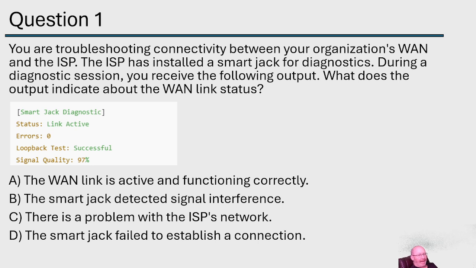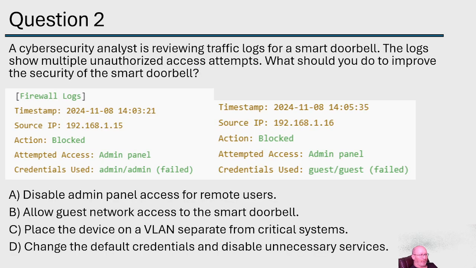If you answered A, the WAN link is active and functioning correctly, I have some horribly bad news for you. You are good. You don't need to study anymore. I know that breaks your heart. Yes, A is the correct answer. 97%, that's still respectable. If it was down to like 80 or even 60, I would say there might be a problem. Does that constitute a problem with the ISP network, though? No, it could be inside your network, right? We're not even positive about that. So A is going to be the correct answer on this one. And there it is. All right, question number 2.